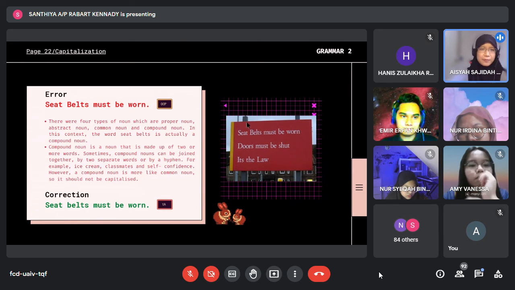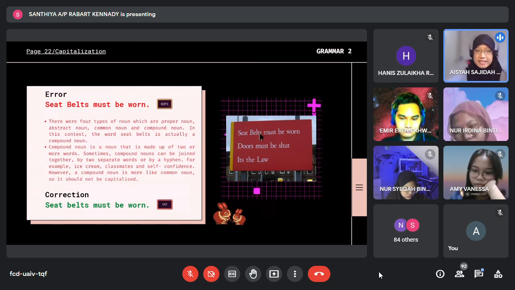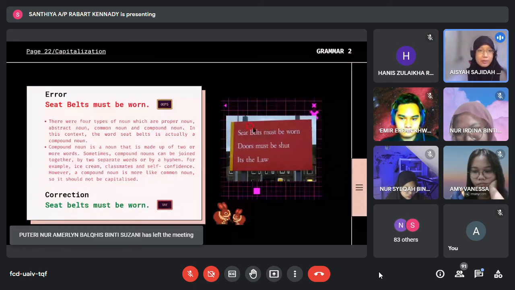There are 4 types of noun, which are proper noun, abstract noun, common noun, and compound noun. In this context, the word seatbelts is actually a compound noun. A compound noun is a noun that is made up of 2 or more words. Sometimes, compound nouns can be joined together as 2 separate words or by a hyphen. For example, ice cream, classmates, and self-confidence. However, a compound noun is more like a common noun, so it should not be capitalized. Next slide.